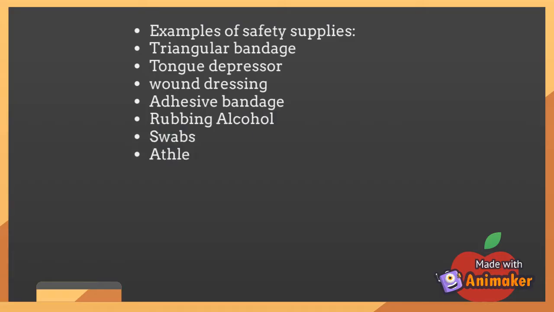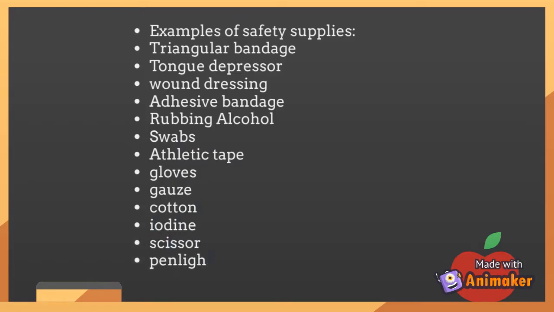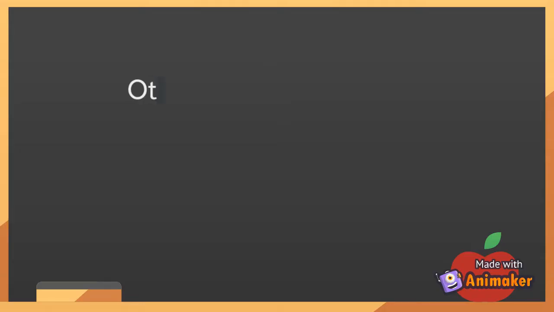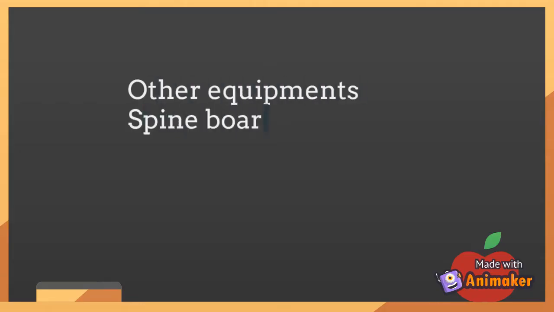Examples of safety supplies: triangular bandage, tongue depressor, wound dressing, adhesive bandage, rubbing alcohol, swabs, athletic tape, gloves, gauze, cotton, iodine, scissors, penlight, and forceps. Other equipments: spine boards, sets of splints, wheelchair, blankets, and shortboard/Kendricks poles.